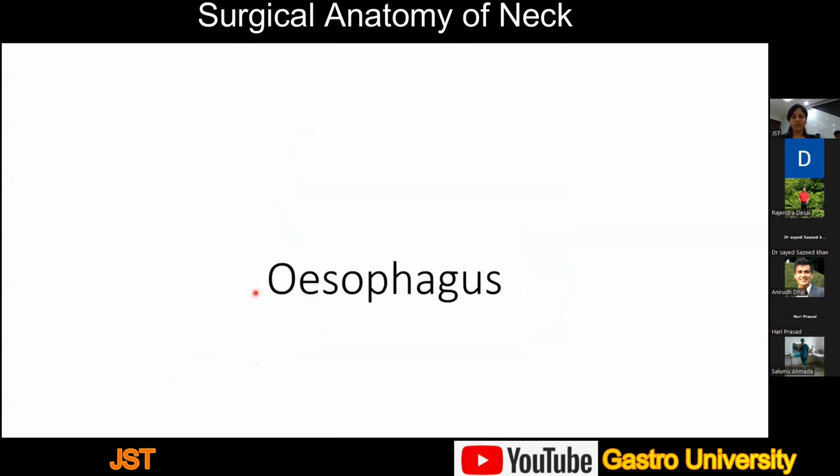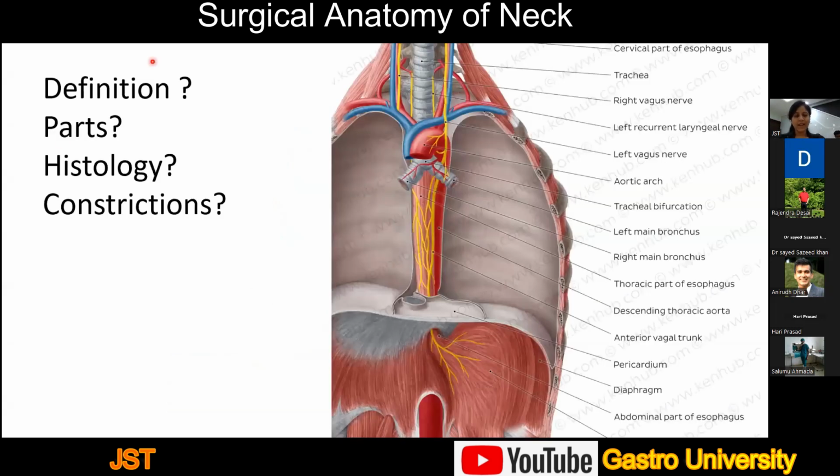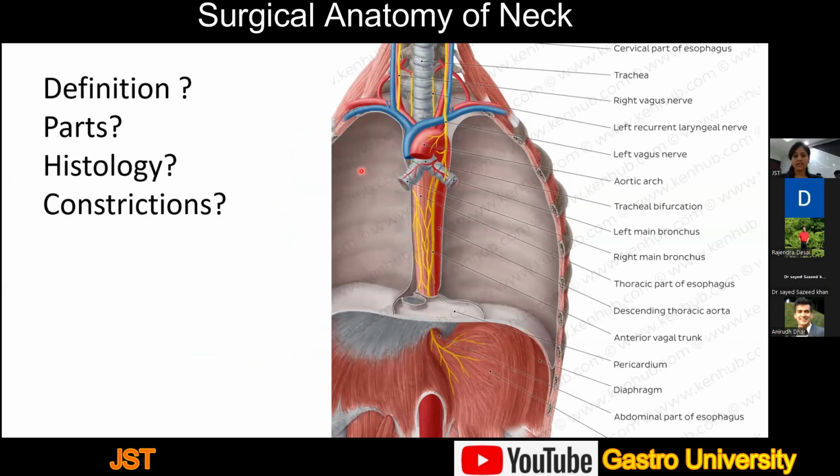Now, coming to the esophagus. Quickly, let's define what is esophagus. We all know it is a 25 centimeter long fibromuscular tube which starts at the level of C6 and goes to the level of T11. It has longitudinal and circular muscle fibers. It pierces the right crus of the diaphragm to continue into the stomach. Then it has deep cervical, mediastinal, intercostal, paratracheal, and superior and inferior tracheobronchial groups of lymph nodes.